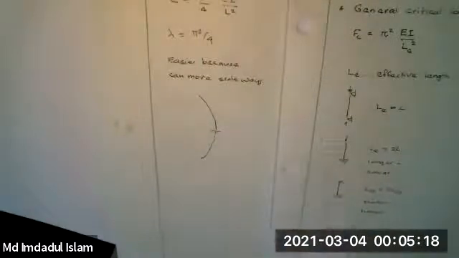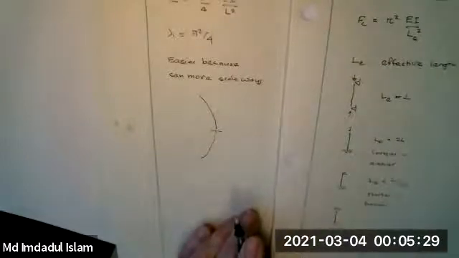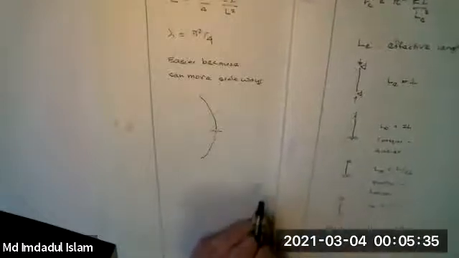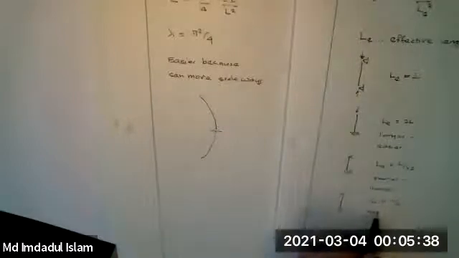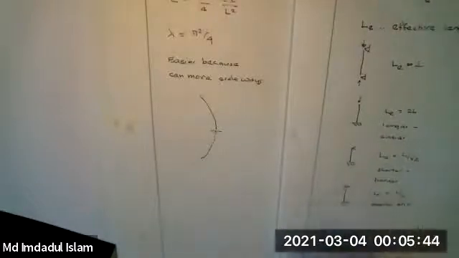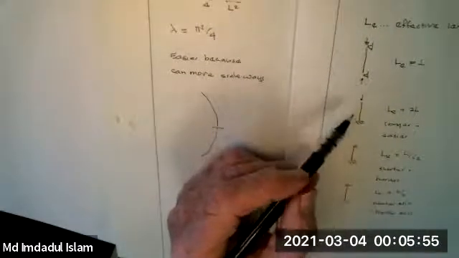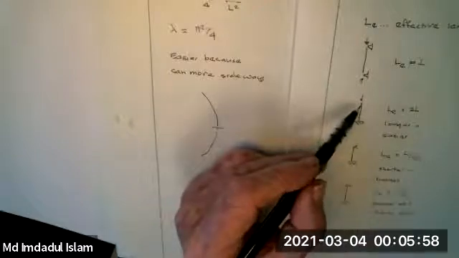So it's harder. And the hardest standard situation is if you build in both ends, in which case, shorter still. So what this teaches you is your end conditions matter. And this is the worst situation when you don't have an end condition on one end.